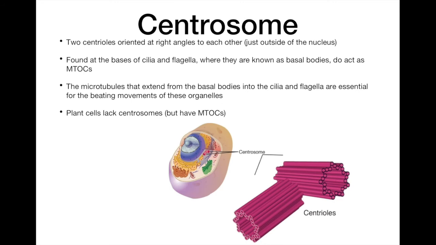Now, the centrosome. Two centrioles oriented at right angles to each other make up one centrosome. Each centriole consists of 9 triplets of microtubules. So we have a centriole, and two centrioles at right angles, 90 degrees here, is a centrosome.